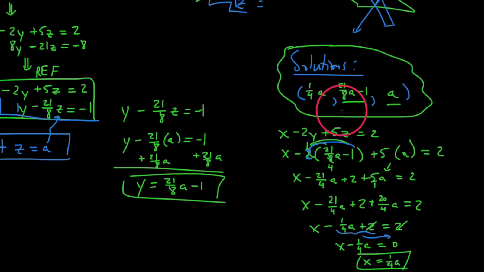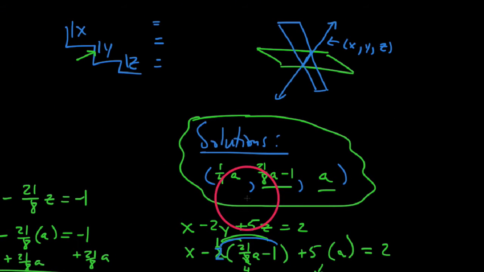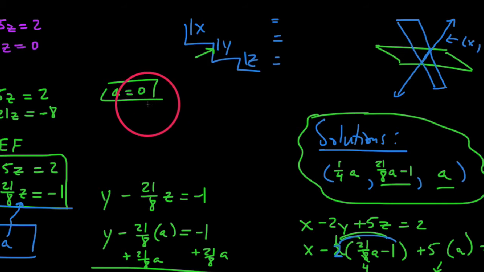Now, what is the significance of the solution right here? Well, what I want you to know is this is actually the ordered triple of every single point along this line of intersection. And so it looks kind of weird to interpret them in terms of a. So what I want to do is just really quickly assume if a were equal to 0, what would be the actual ordered triple?